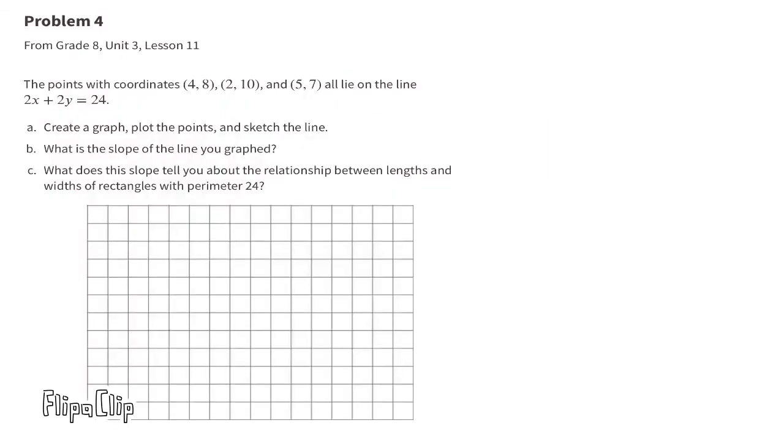Problem number 4 from 8th grade, Unit 3, Lesson 11. The points with coordinates 4 and 8, 2 and 10, and 5 and 7 all lie on the line 2x plus 2y equals 24. A. Create a graph, plot the points, and sketch the line.